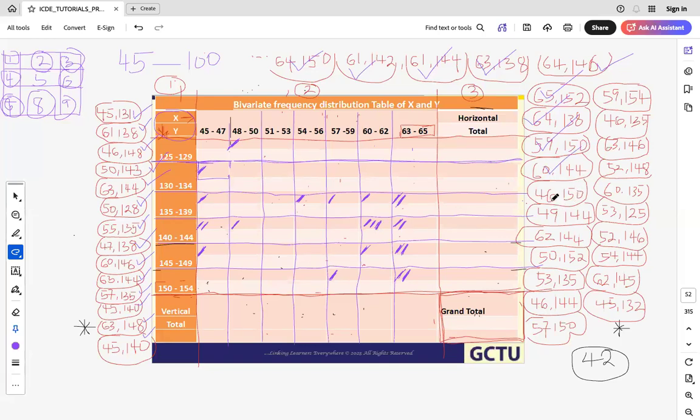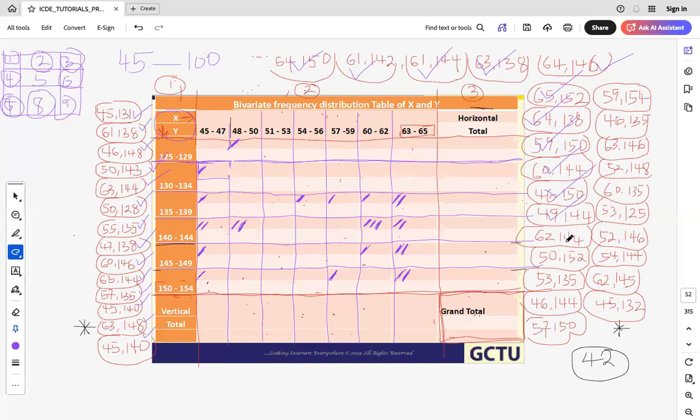Then we look at 46, 150. 46 is in the first column. We go down looking for 150. Then we land here. This is the 150. So that is also done. The next is 49 against 144. 49 is in the second column. So we go look for 144 from the side and we land in this column. And this becomes our second tally in the column. So this is also done, 49, 144.